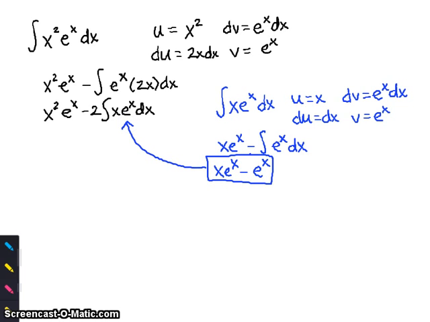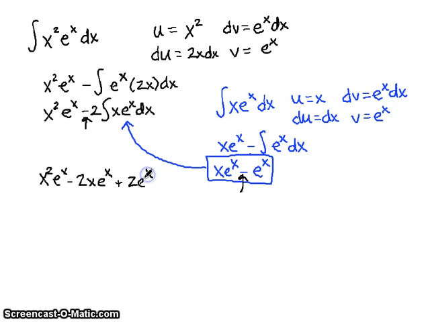So to put the problem back together and get an answer, we're going to get x squared e to the x minus 2x e to the x. We have a negative here and a negative here, so we're going to say plus 2 e to the x plus c. So our antiderivative of x squared e to the x is x squared e to the x minus 2x e to the x plus 2 e to the x plus c. And again, if you wanted to take the derivative of that to figure out if we did this correctly, you can. That's up to you.